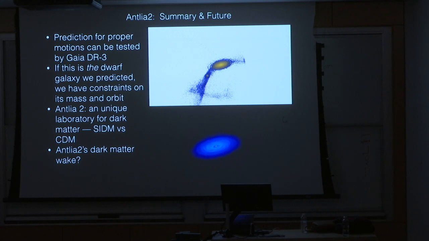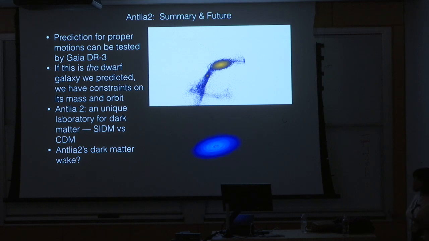Now, if this is the dwarf galaxy that we predicted, what this means is that we have constraints on its mass and its orbit because the tidal force is constrained. What is left undetermined is the density profile, and as we discussed earlier, there's this cusp-core controversy, right? There's this controversy about what the density profiles of dwarf galaxies should look like.